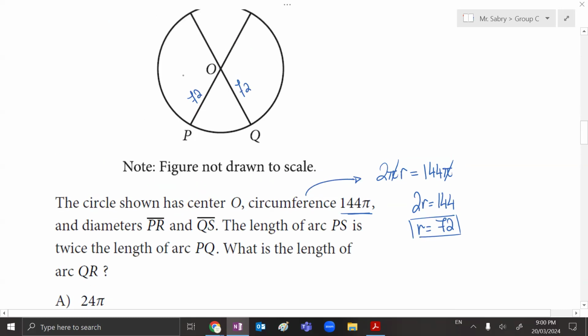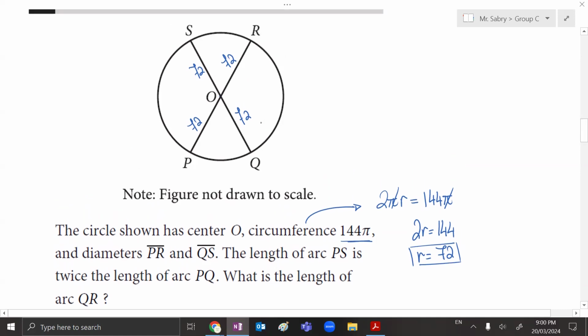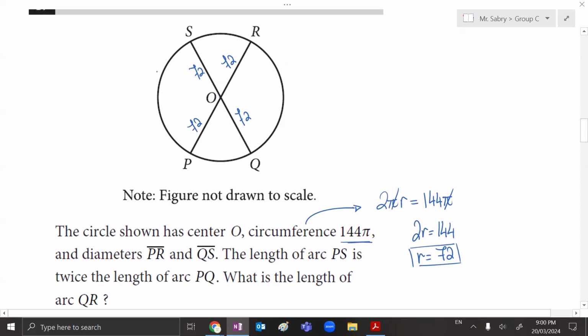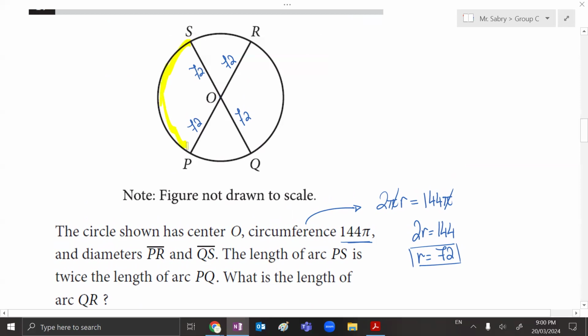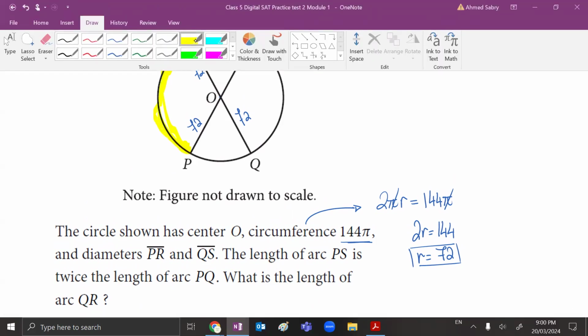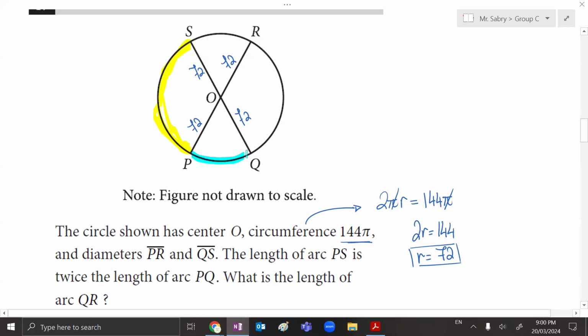So I know that the radius is 72. These are the radii of the circle. Then you're told that the length of arc PS is twice the length of arc PQ. So you go to look at it, and apparently PS, this arc, is twice the length of the PQ arc, which is this arc.